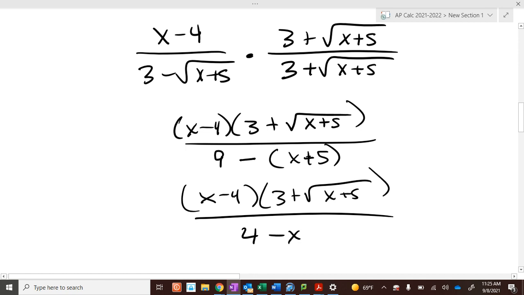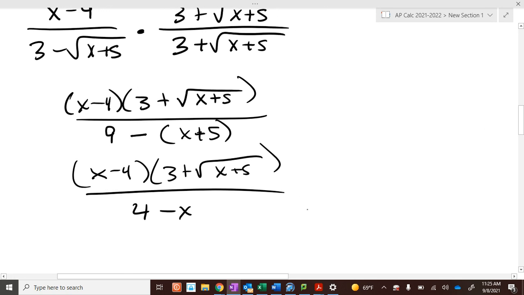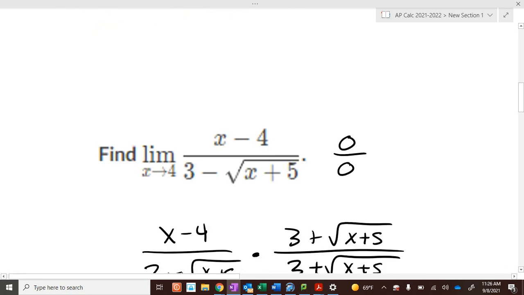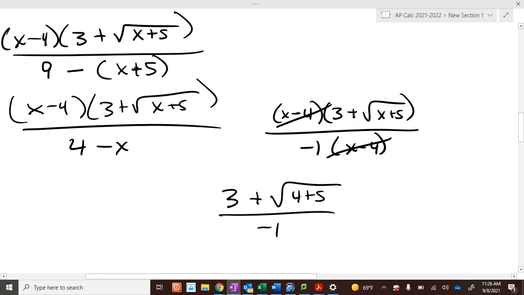Hey, that looks a lot like x minus 4, doesn't it? Okay. So in my numerator, I have x minus 4 times 3 plus the square root of x plus 5. My denominator, if I take out a negative 1, I get x minus 4. Oh, wow, I can cancel. And now if I cancel, now I can finally stick my 4 into this. So it's 3 plus the square root of 4 plus 5. What's the square root of 9? 3. 3 plus 3 is 6. Divided by negative 1 is negative 6. Negative 6 is the limit.